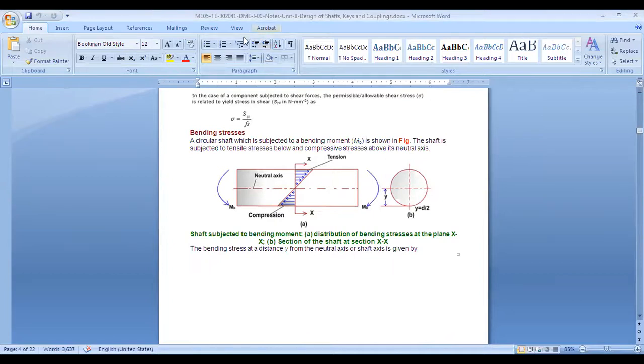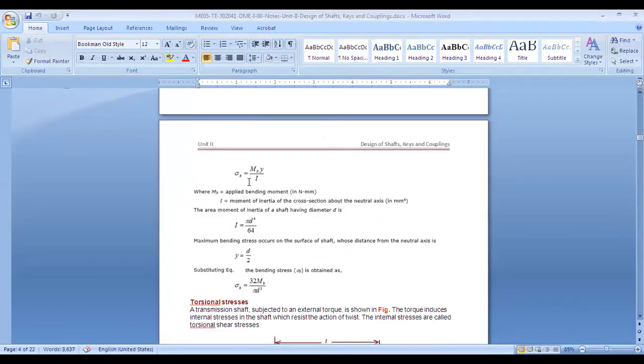So the failure because of the bending, how to check that? We'll make sure that the bending stress we are getting is within the limits. So that bending stress sigma b should be less than the permissible value. We will be using the bending equation: sigma b is equal to Mb upon I into y. Here Mb is the bending moment, and I is pi by 64 d raised to 4, the moment of inertia.